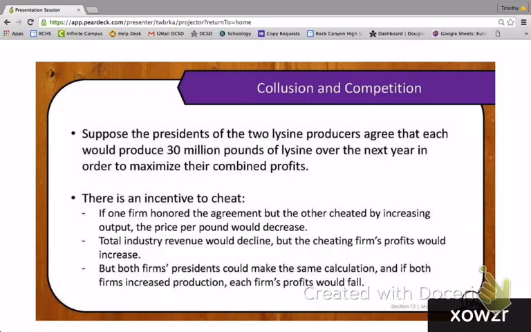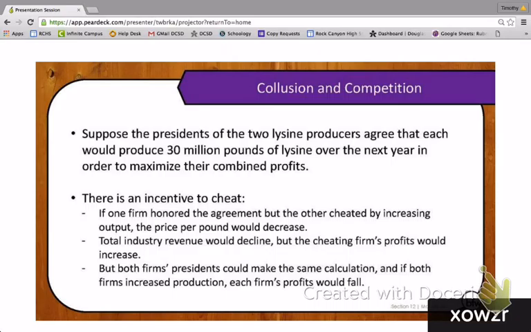Now, looking at another example, suppose the presidents of two lysine producers, which is an additive in animal feed and food, suppose they agree that each would produce 30 million pounds of lysine over the next year in order to maximize their combined profits. So they're limiting production. Instead of competing with each other, limiting their production to that amount to maximize their combined profits, so thereby reducing supply and raising the price.